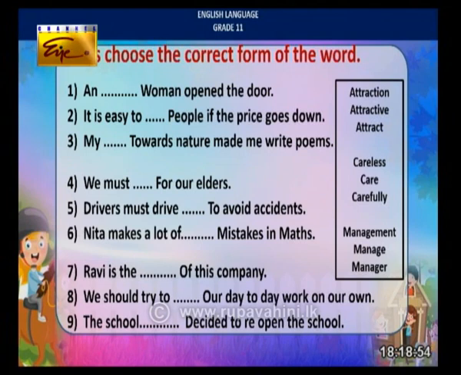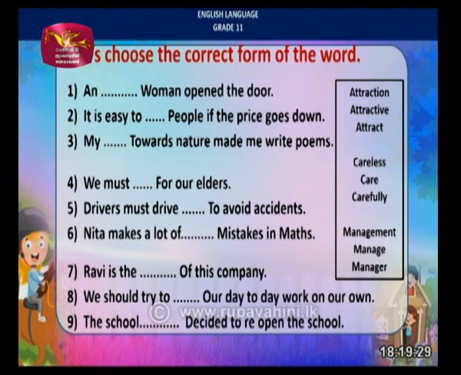Attraction, attractive, attract. Careless, care, carefully. Management, manage, manager. Right? So you know that you should use the first 3 words to fill the first 3 sentences, second set of answers for the second set of sentences, and the third set of answers for the third set of sentences. Take your own time, think carefully and see whether you can use the most suitable word to fill in these blanks, because children, I'm telling you, you might get these kind of questions in your term test paper as well as your O-level examination papers. We never know. Okay, give it a try now.